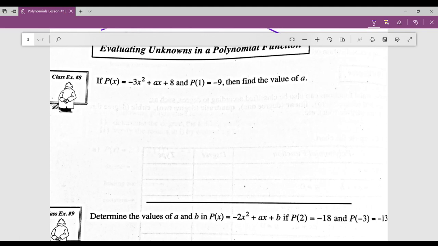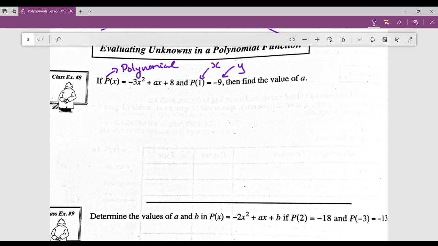P of x, P just means a polynomial. That's why they use that instead of f that you're used to seeing. Equals negative 3x squared plus ax plus 8. P of 1, remember whatever's in the brackets is your x value, and that is your y value. So when your x value is 1, your y value is negative 9. Find the value of a.